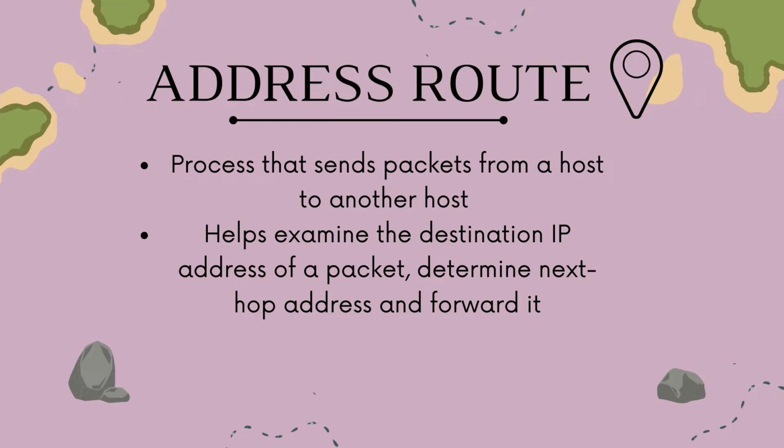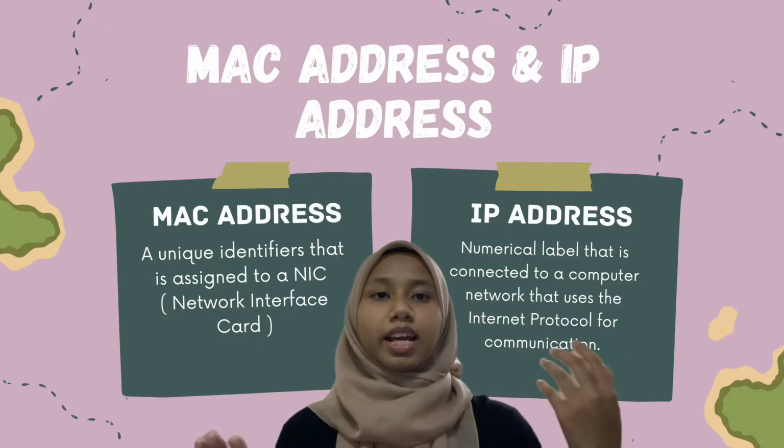Next is address routing. Address routing is a process that sends packets from a host to another host. It helps to examine the destination IP address of a packet and determine the next hop address, then forward it. Next, MAC address and IP address.